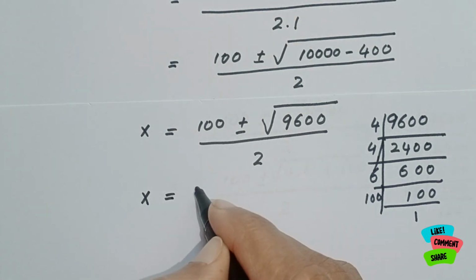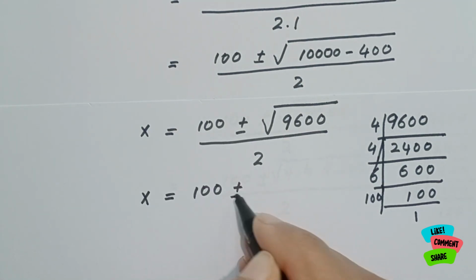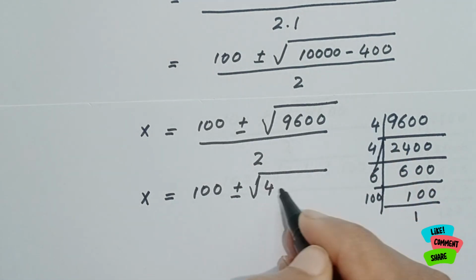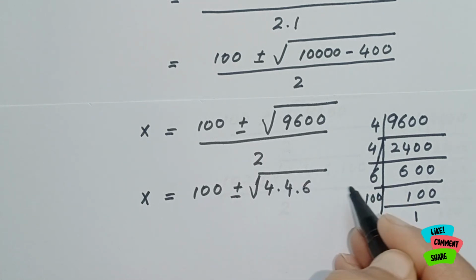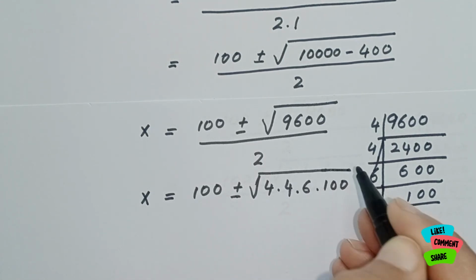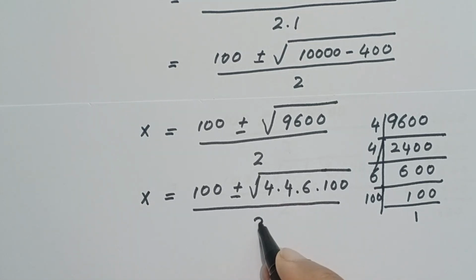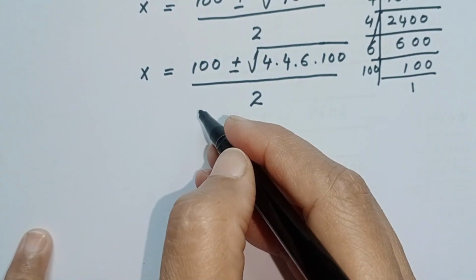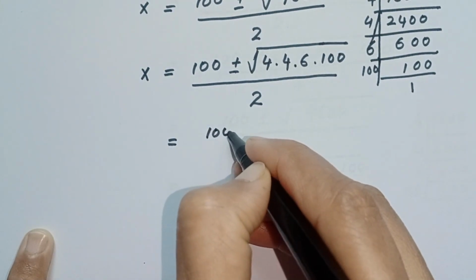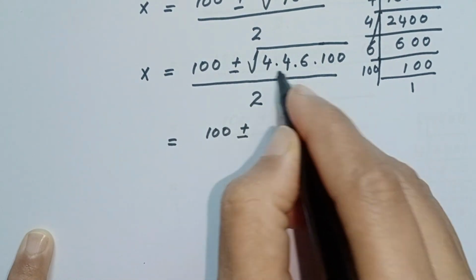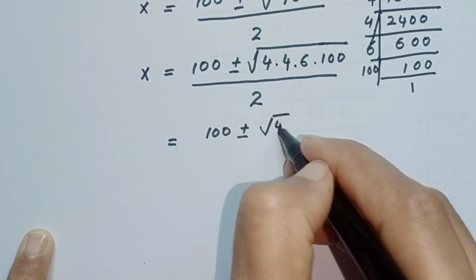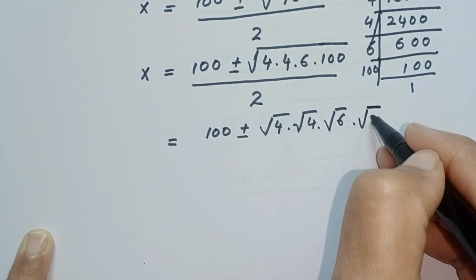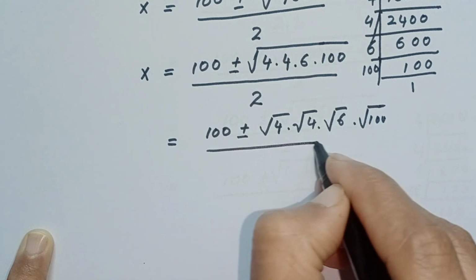x is equal to 100 plus or minus square root 4 times 4 times 6 times 100 over 2. So now in the next step, x is equal to 100 plus or minus, we can write square root 4 times square root 4 times square root 6 times square root 100 over 2.